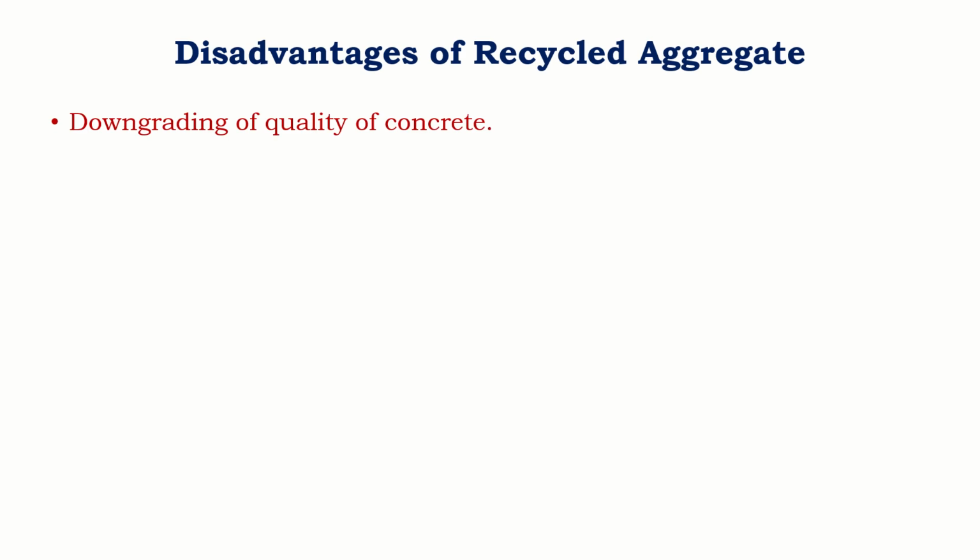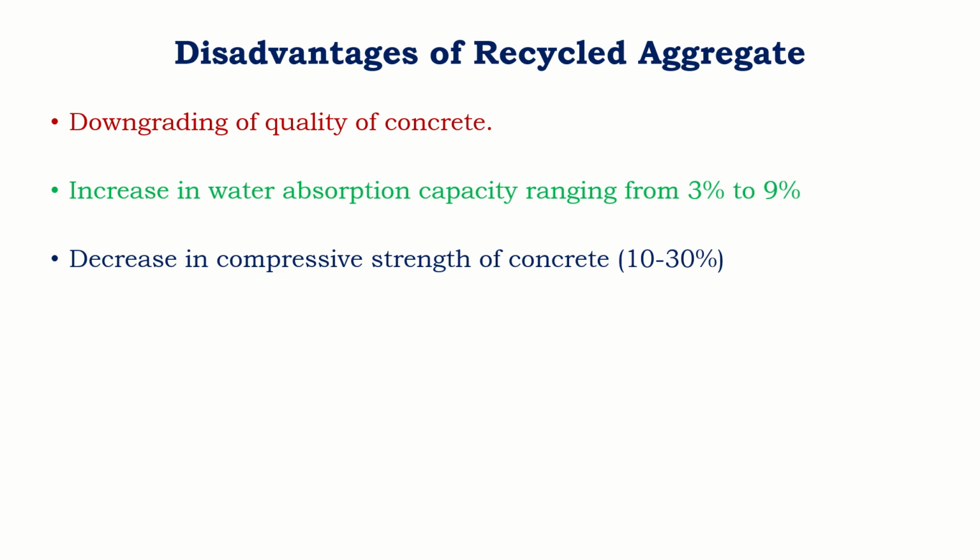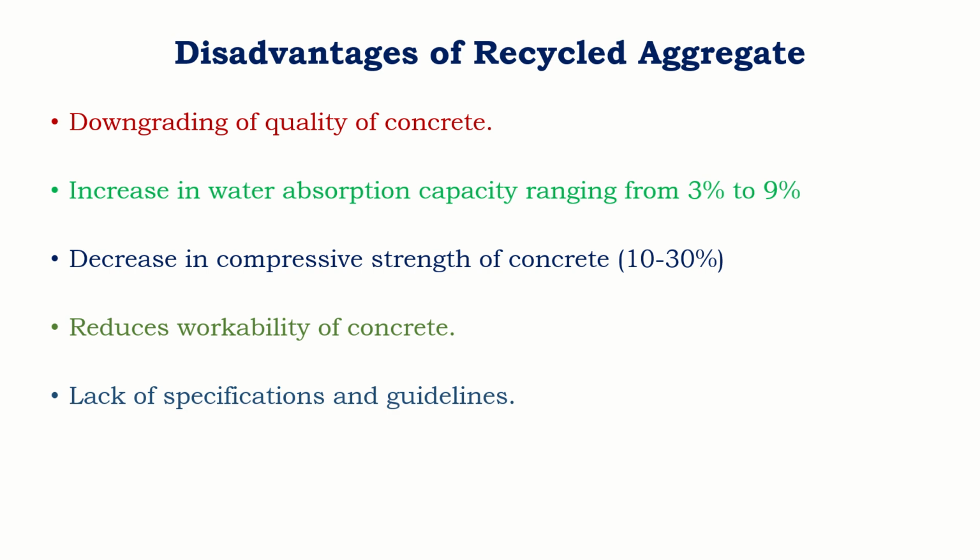Moving on to the disadvantages, first, as I've already told, the density and specific gravity of recycled aggregates is less than natural aggregate, so you would end up with low quality concrete. And the water absorption capacity of recycled aggregates is high, and this would end up in a decrease in compressive strength. Around 30% lesser strength when compared to natural, conventional concrete can be observed. And workability of the concrete is reduced because water is absorbed by the aggregates because of the permeable nature.